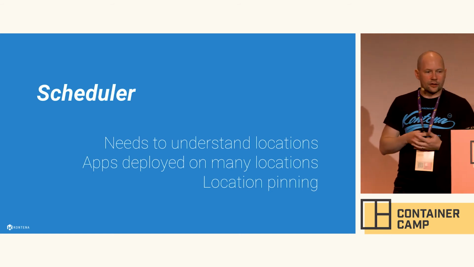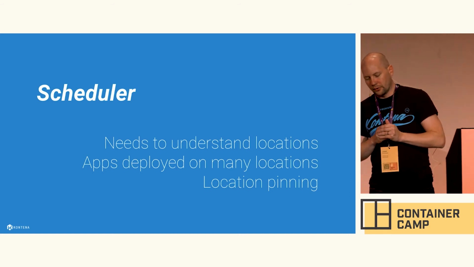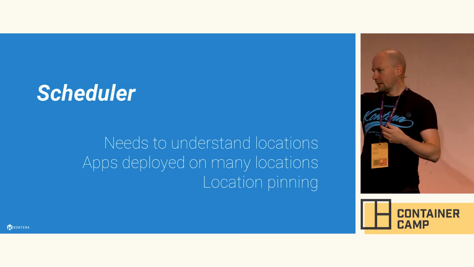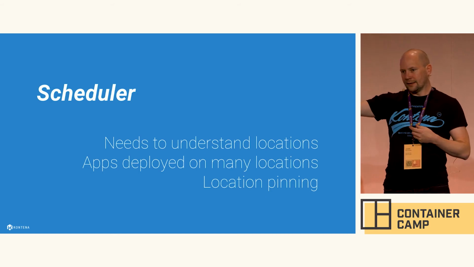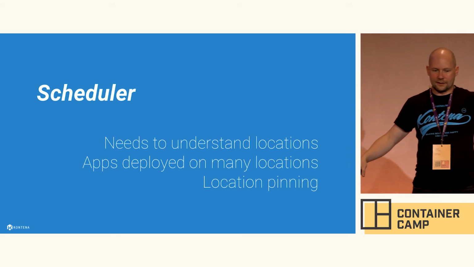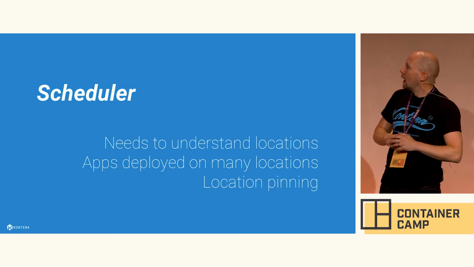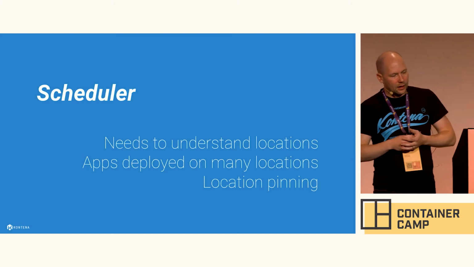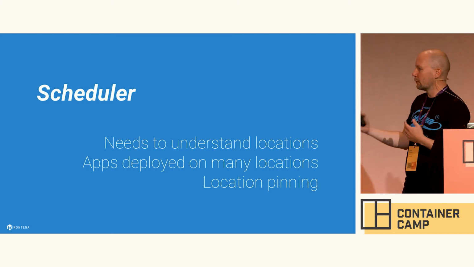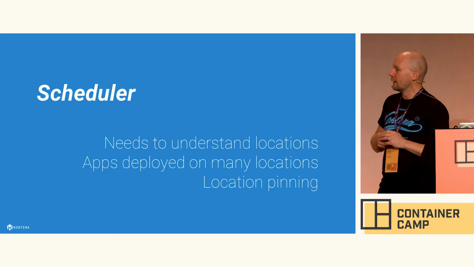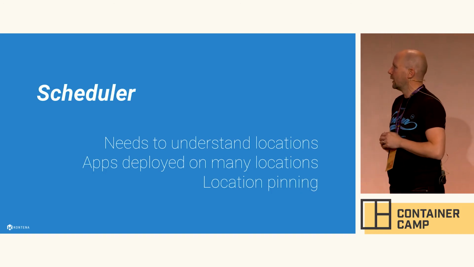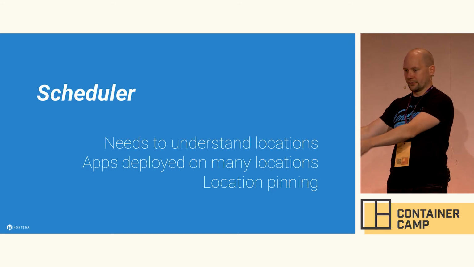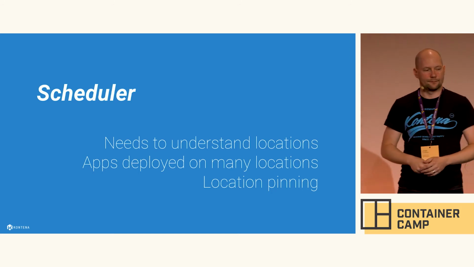Apps and containers have to be deployed in many locations. So the scheduler has to understand that, okay, that node is in AZ A and that other node is in some other zone. And then, of course, especially in hybrid solutions where you have things running in your private data center, it's important that the scheduler is able to pin the location. Certain services have to run only in my private data center, so you have to pin the location for those services.